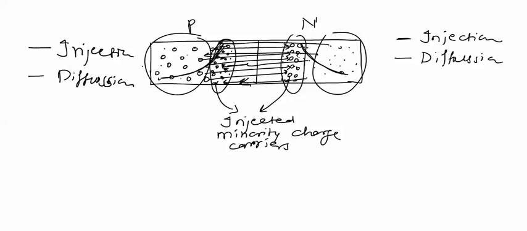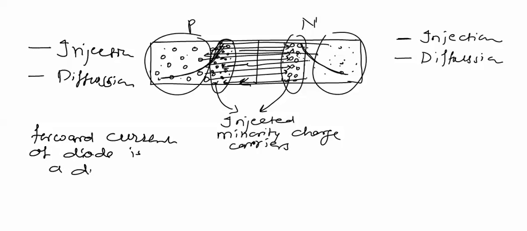As the charge carriers, after being injected from one side to the other side, are diffusing, I can conclude that the forward current of a diode is a diffusion current. So in a forward biased PN junction, the current will be a diffusion current. Majority charge carriers will first be injected and then these charge carriers will diffuse from higher concentration to lower concentration. In this way, a PN junction diode in forward bias will conduct.